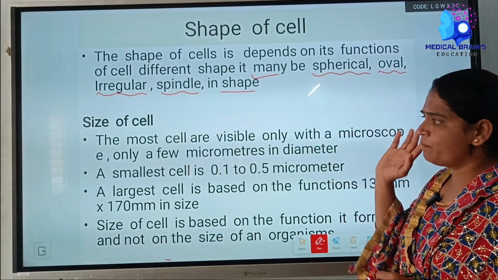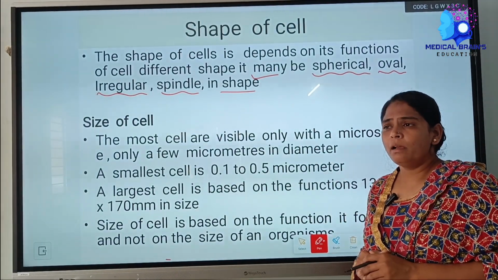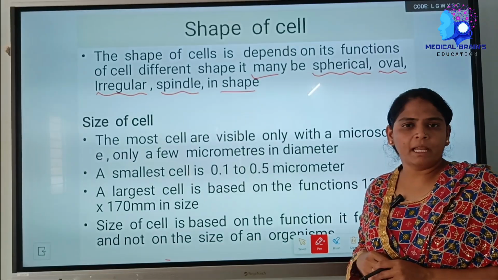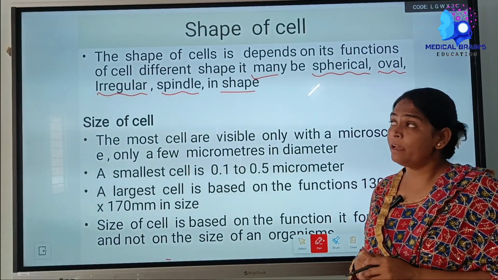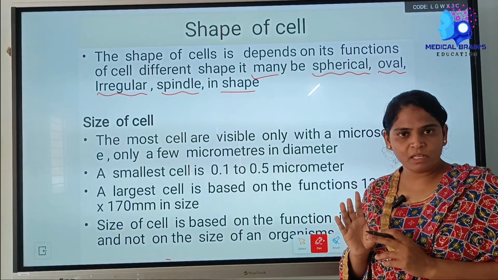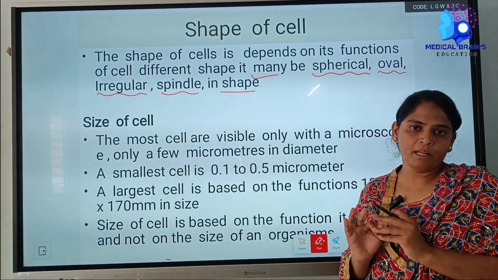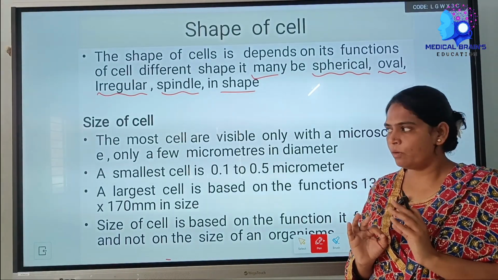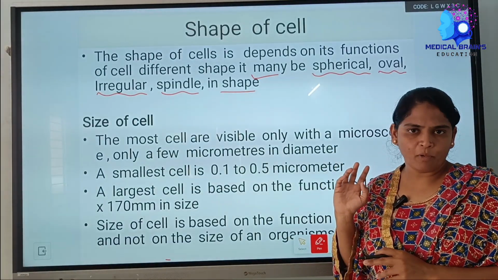Next, size of the cell, very important. It is the introductory part of second PU. In second PU they are given this concept about the shape of the cell, the type of the cell, and the multicellular and unicellular organisms concept. So it is a useful video for them.